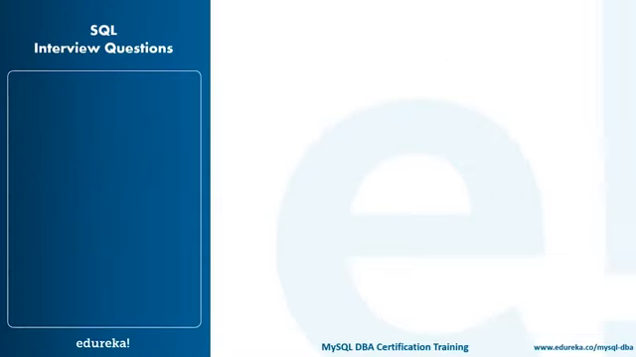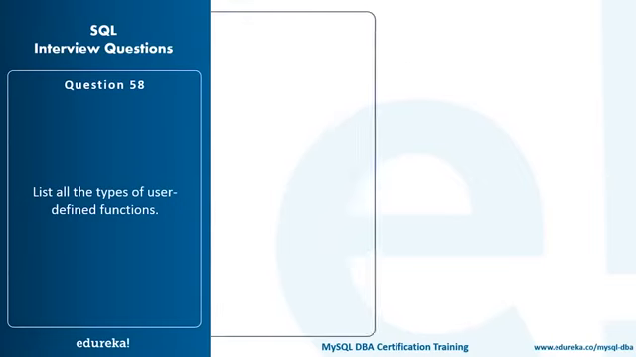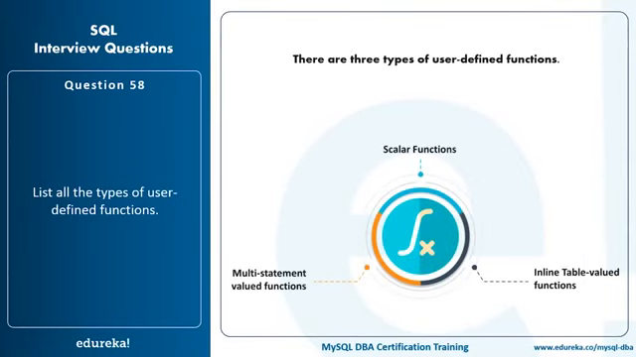Now let's move forward with the next question: list all types of user defined functions. There are mainly 3 types of user defined functions: the scalar functions, the inline table valued functions, and the multi-statement valued functions. So you mainly have to mention these 3 when you're asked about the different types of user defined functions.